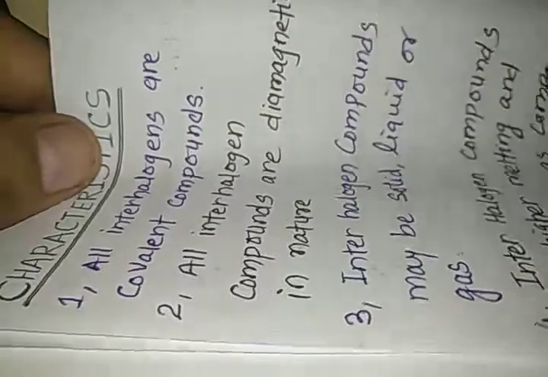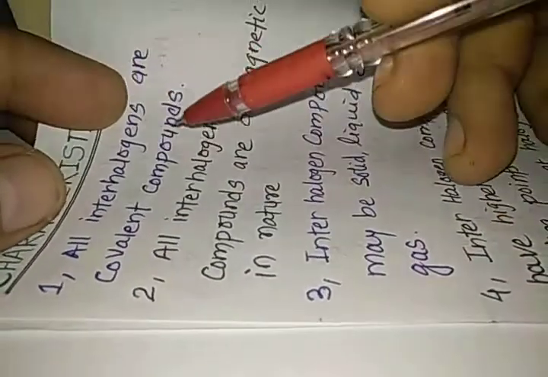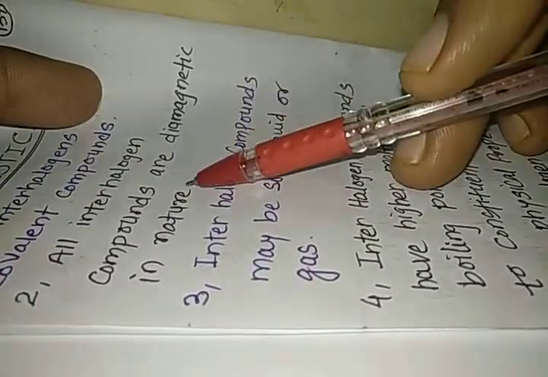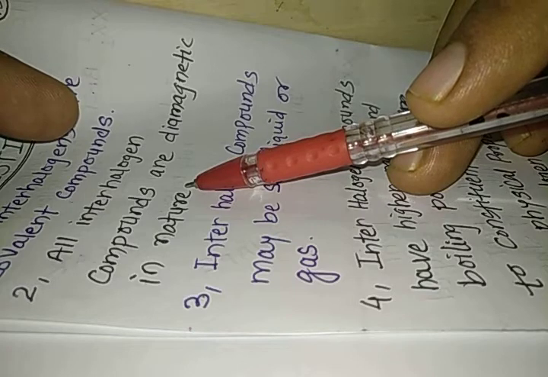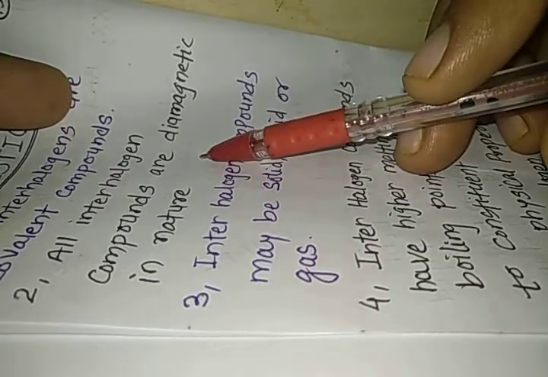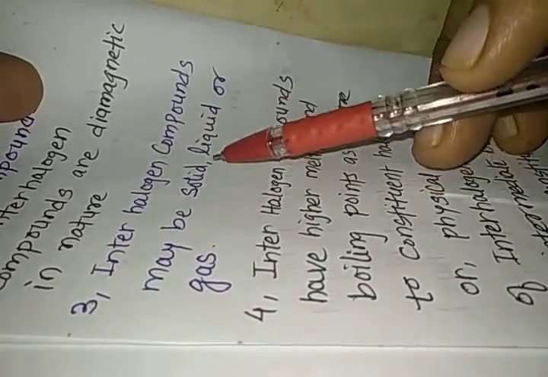Let us study them one by one. All interhalogens are covalent compounds. They cannot be ionic. All the bonds formed are covalent in nature. All interhalogen compounds are diamagnetic. The number of X' atoms is always odd, and that is why they always have paired electrons, and that is why they are diamagnetic in nature. Interhalogen compounds may be solid, liquid, or gas. That is what we have seen.